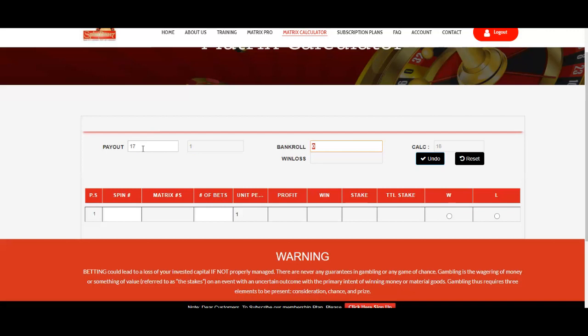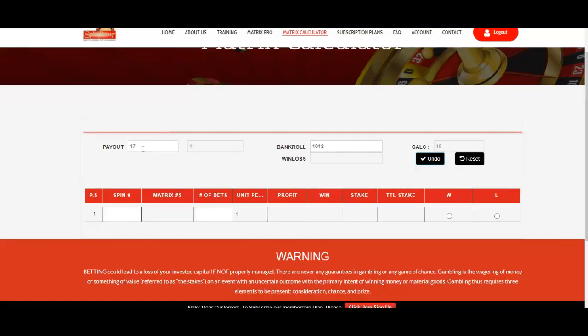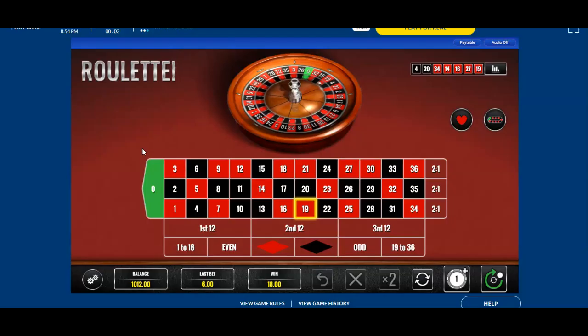But there are times where you can go deep, and that's why we do recommend that you have a healthy bankroll of a minimum of at least $500 or 500 units. We are starting with $1,000 today.